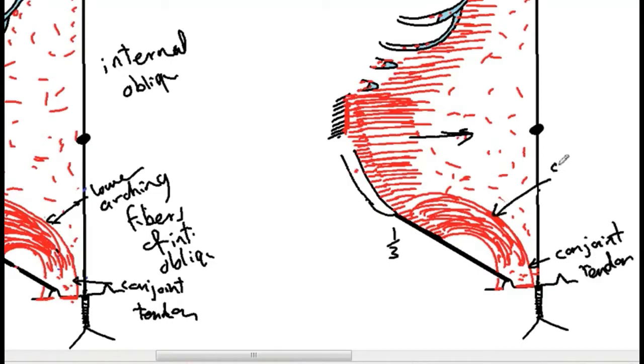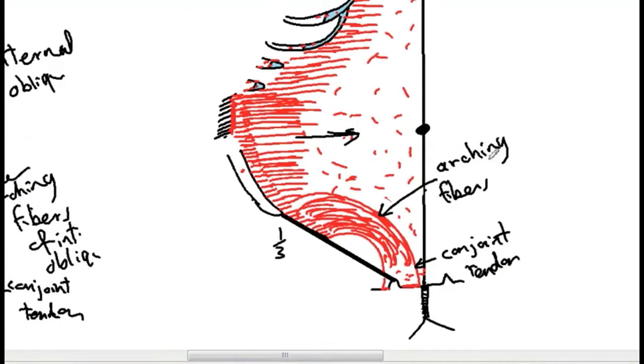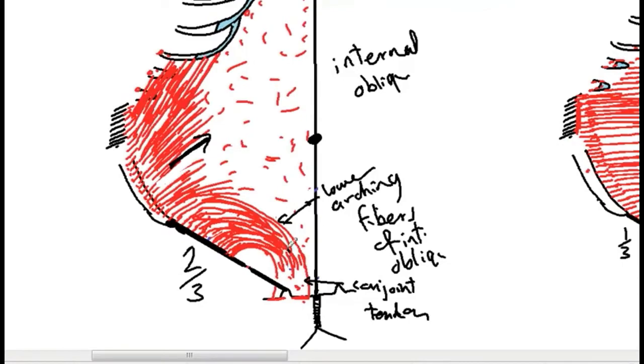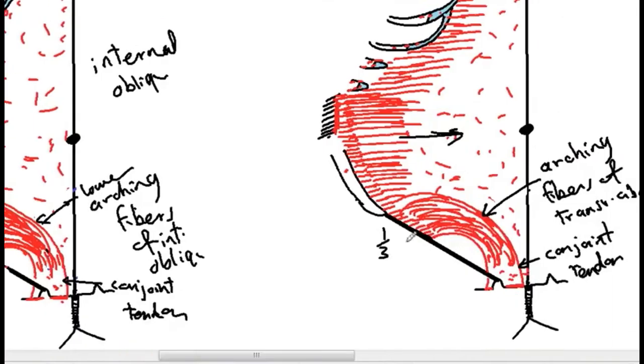This is arching fibers of transversus abdominis, okay? So we have two arching fibers here, arching fibers of internal oblique and arching fibers of transversus abdominis, okay? Two arching fibers and one conjoint tendon.